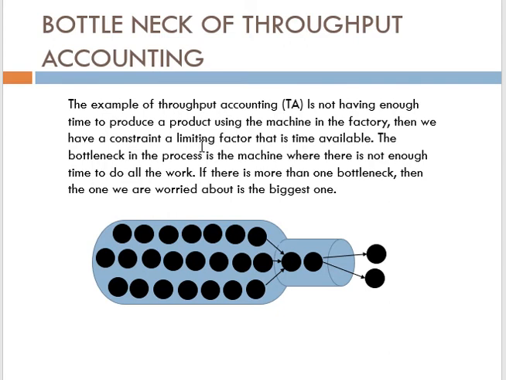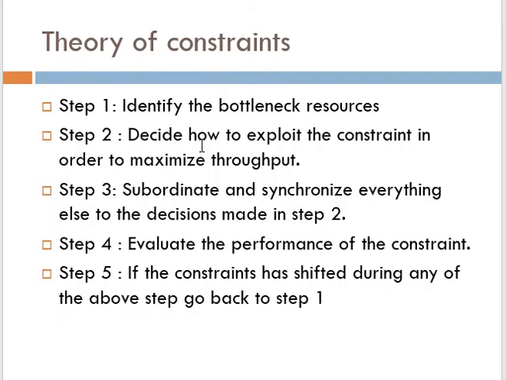So this is an example. As this example states, throughput accounting gets into the problem, checks the problem and makes sure that the constraints are solved in the production operation. So here the constraint based on this example is time and machinery. The machinery is not supporting the product to be produced in that particular time. So the limiting factor is time. So how can you manage this? The next topic is theory of constraints. These are the steps which are used to manage the constraints.